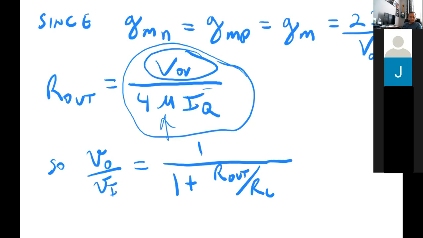Let's see. Wait, Dr. Hernandez. Yes. So since we're looking for current driven sources, why are we still dealing with MOSFETs instead of BJTs?